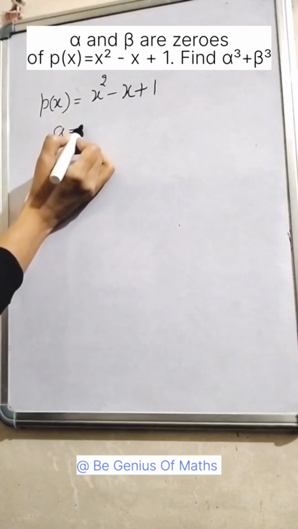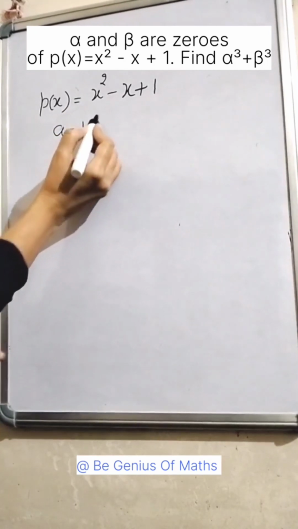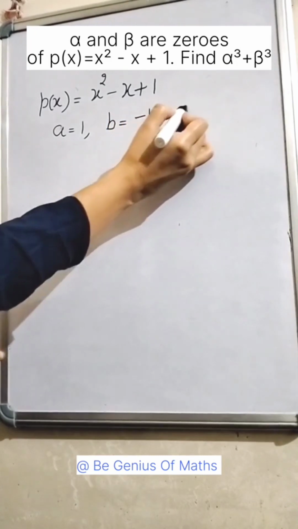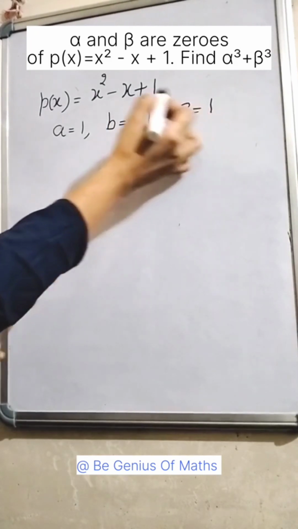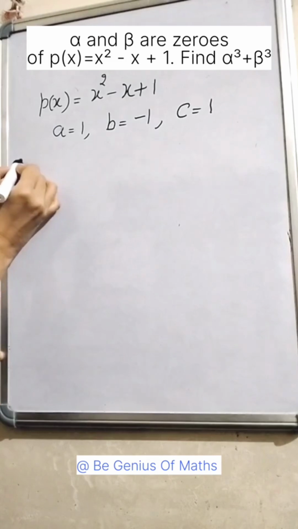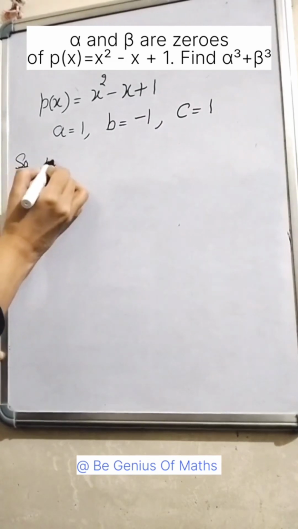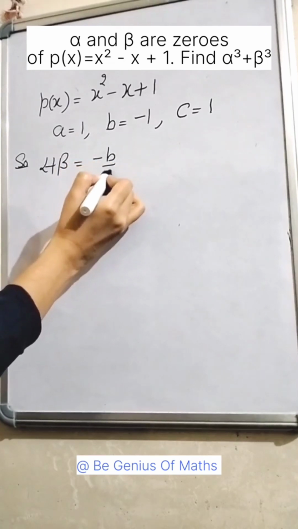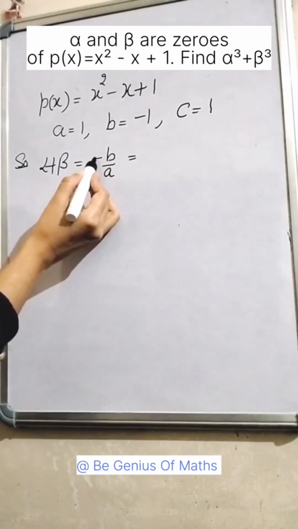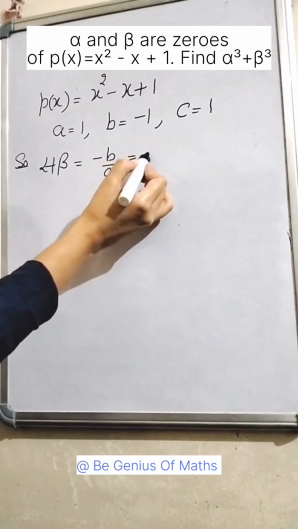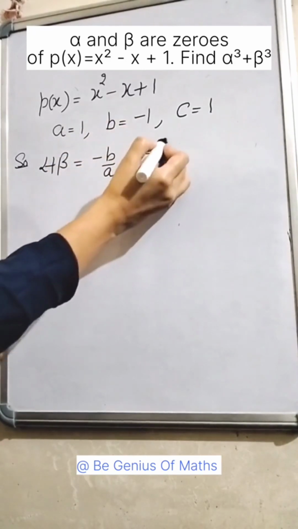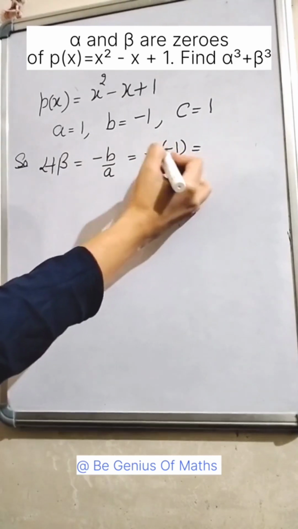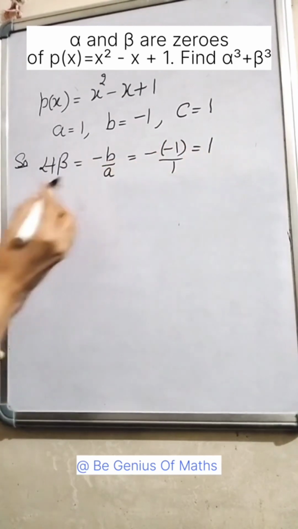A is the coefficient of x square which is 1, B is the coefficient of x which is minus 1, and C is the constant term which is plus 1. Now alpha plus beta, we know the formula of alpha plus beta is minus b by a. The value of b is minus 1 and the value of a is 1. Minus into minus is plus 1.